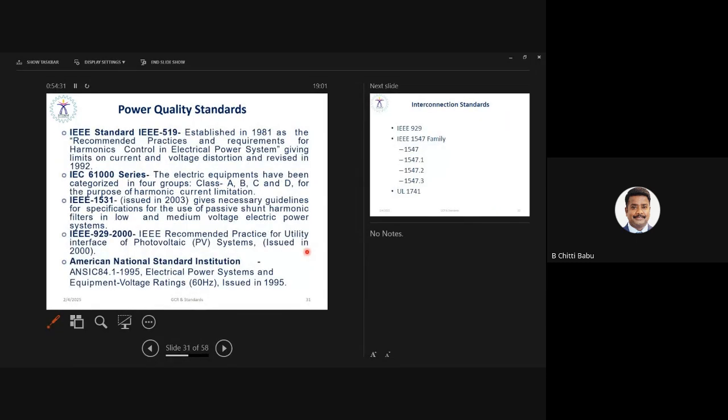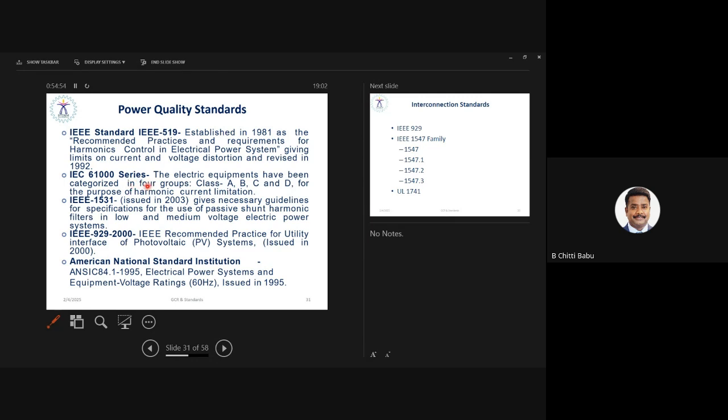Right, these are all the power quality standards. The IEEE 519 standard was established in 1981. Every few years they revise it. Now we have the IEEE 519-2014 standard. That is the updated standard currently available, along with the IEC 61000 series, which is meant for industrial power systems.